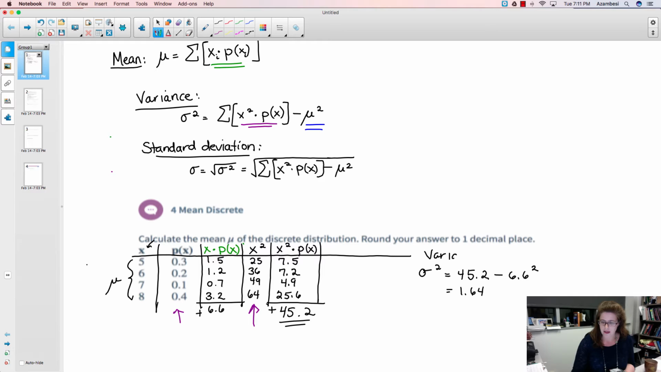Now the standard deviation is what you're actually asked for on your homework assignments for this particular section. And if I'm looking for the standard deviation, I'm going to take the square root of this. So the square root of sigma squared, or the square root of 1.64, gives me 1.28.